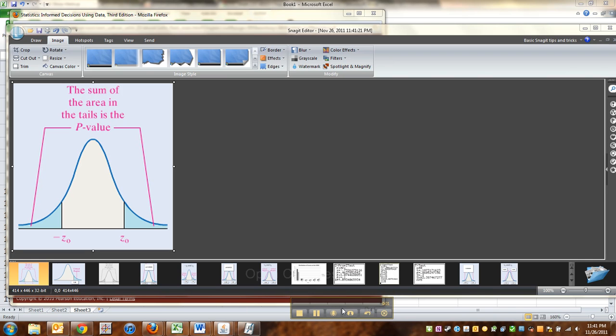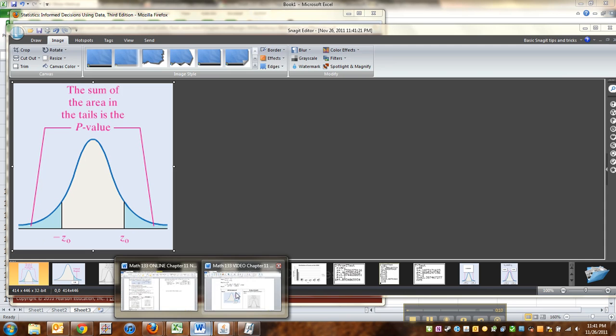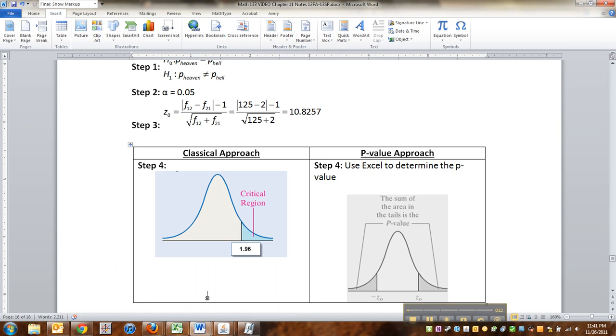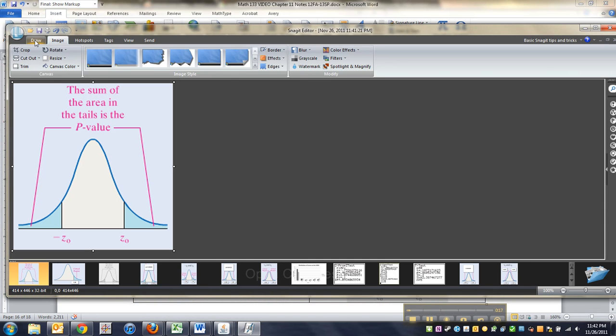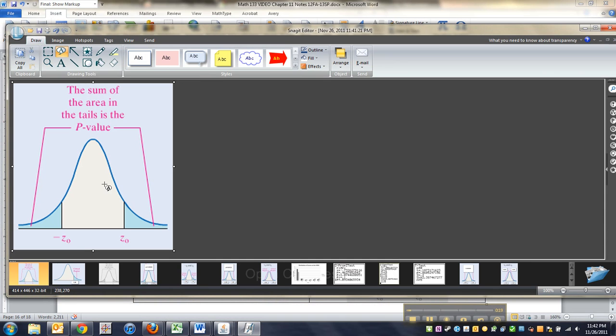Hey there, we're back finishing up McNemar's test. We saw the classical method last time. We found the test statistic, and if you recall, it was really large. It was 10.8 standard deviations. That's really huge. So the p-value method would use that number, 10.8, right here.